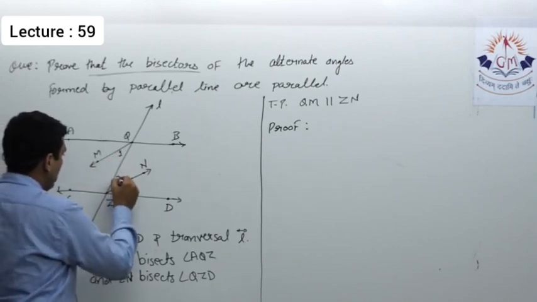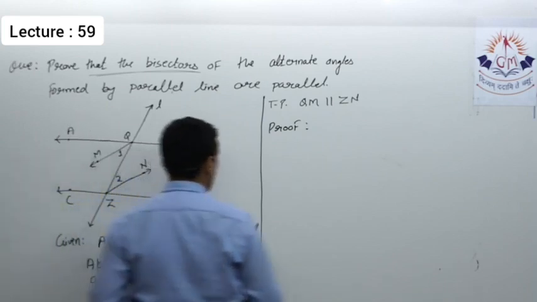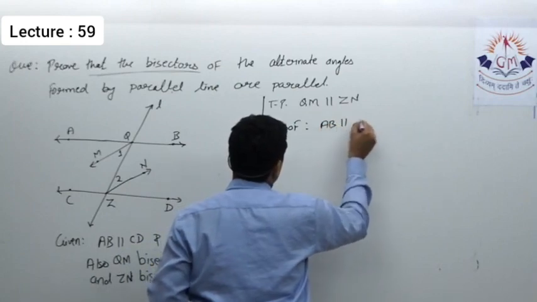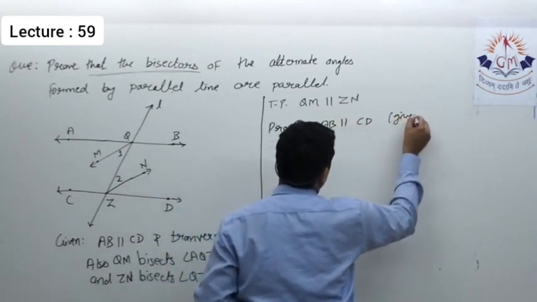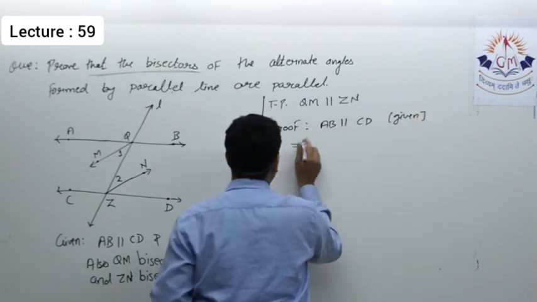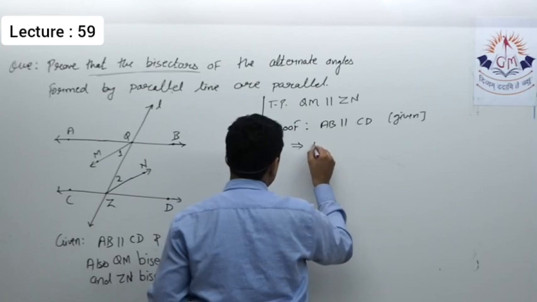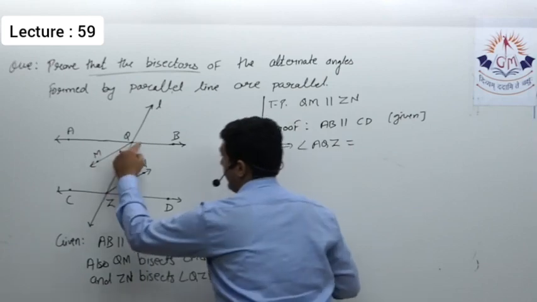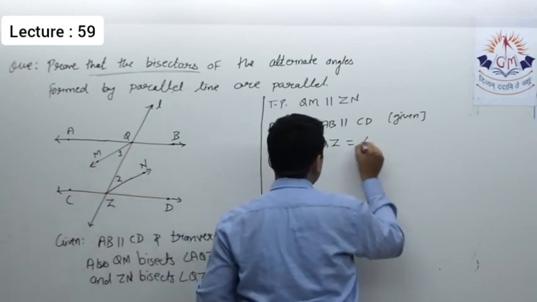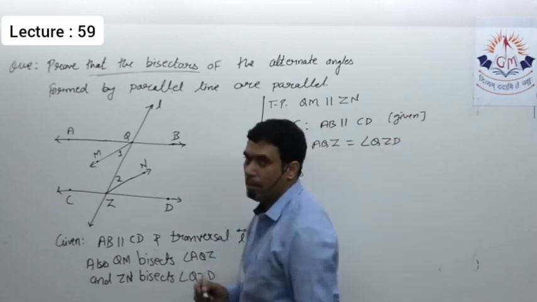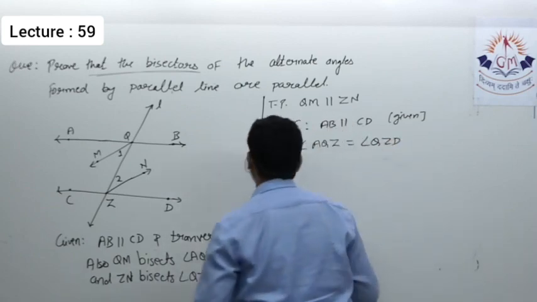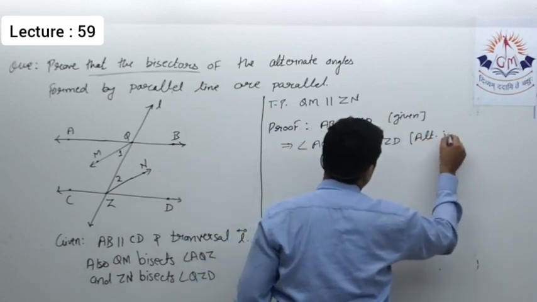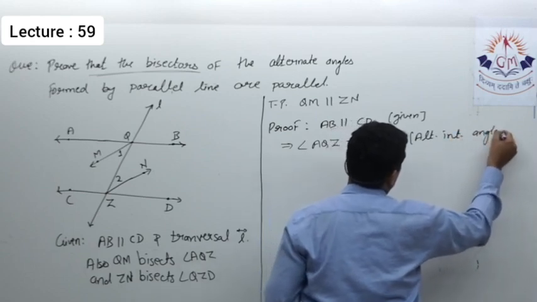I am saying this is angle 1 and this is angle 2. First of all, AB is parallel to CD, as given, therefore I can say angle AQZ is equal to angle QZD. Why are these two angles equal? Because they are alternate interior angles. As the lines are parallel, they will be equal. So here the reason is alternate interior angles.